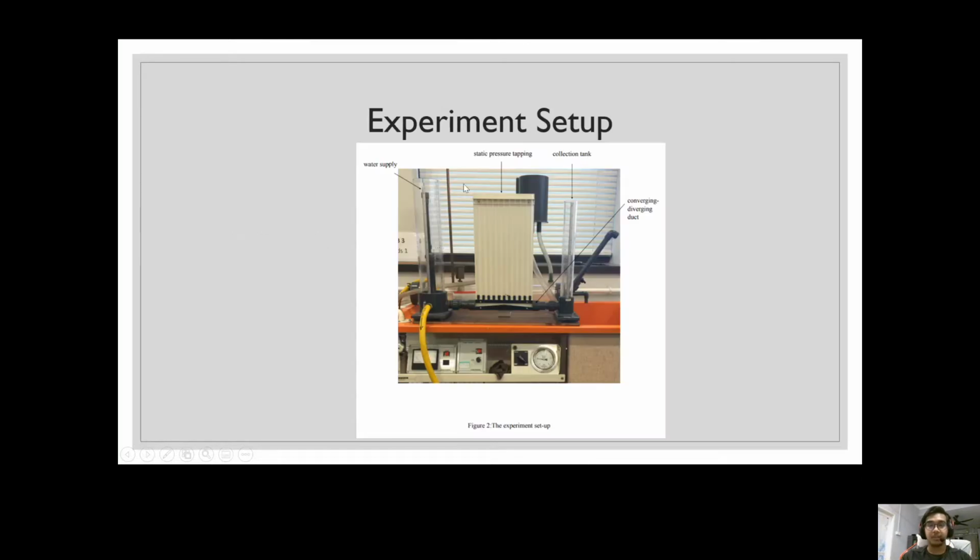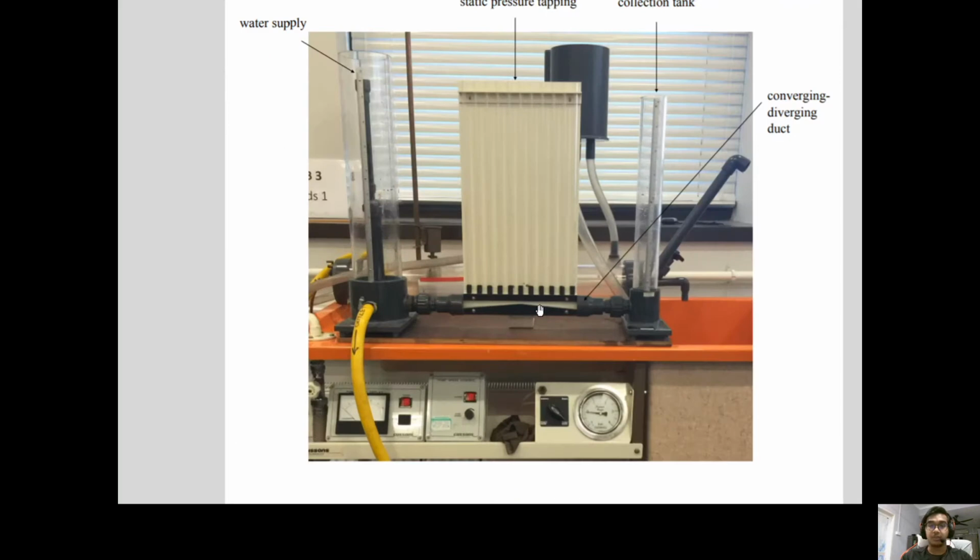This is the experiment setup. As you can see, this is the water supply. This is the static pressure tapping, which is the main thing we will be measuring. This is the collection tank and this is the converging-diverging duct. So basically this is where the water will flow. This is a smaller diameter, and this is around equal diameter here.